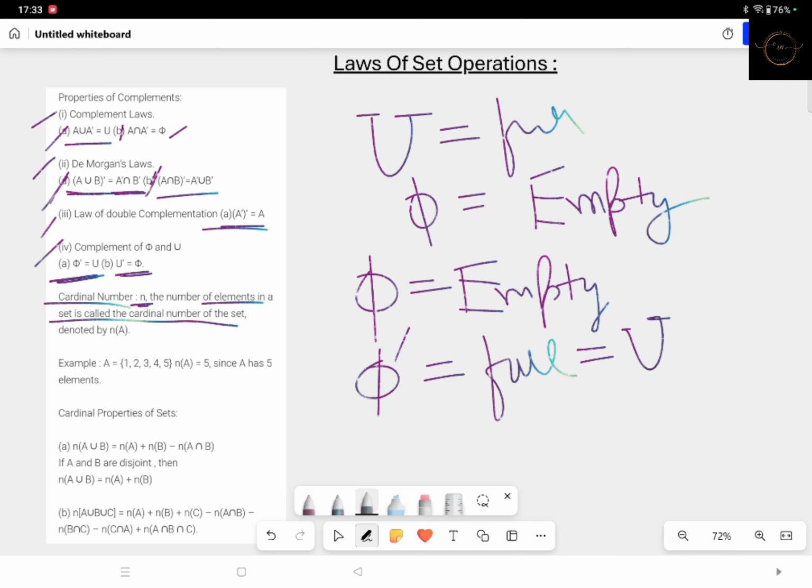You have to count the number of elements. So just the number of elements of any set is called the cardinal number. Like in this example, A is having 5 elements: 1, 2, 3, 4, 5. So n of A will be equal to 5, since A has 5 elements. Now there are a few cardinal properties of sets, for 2 sets and for 3 sets. So we will look at the 2 sets first.